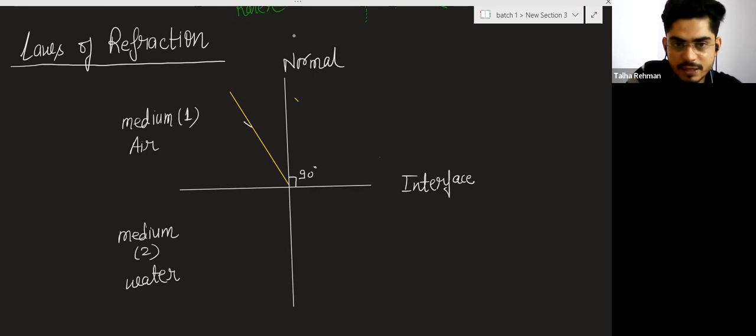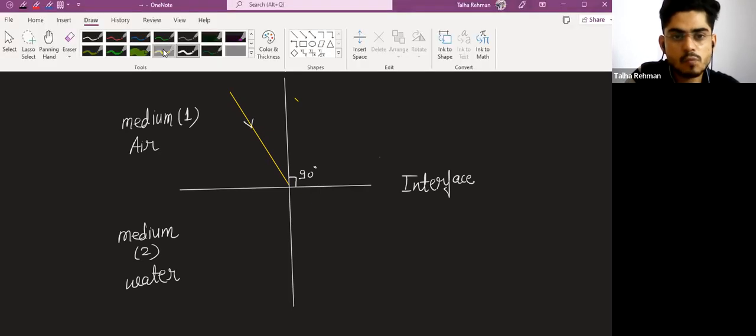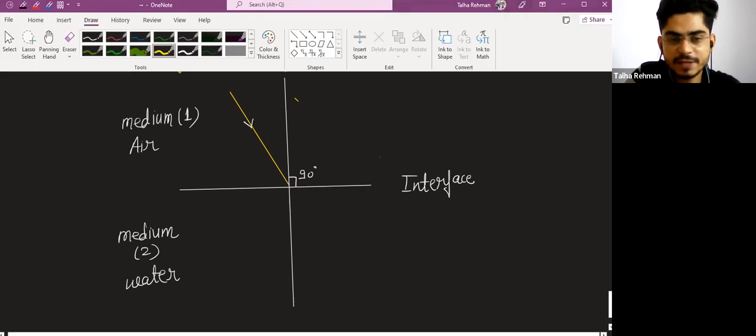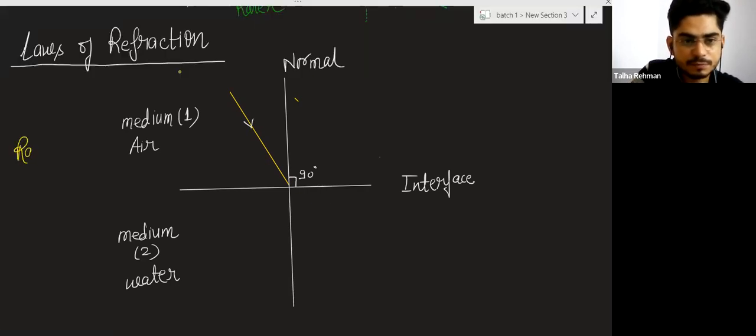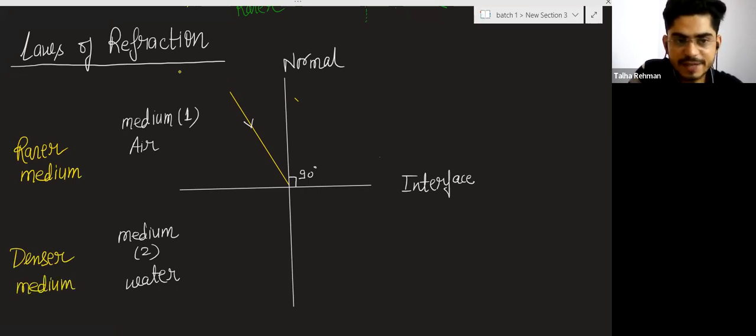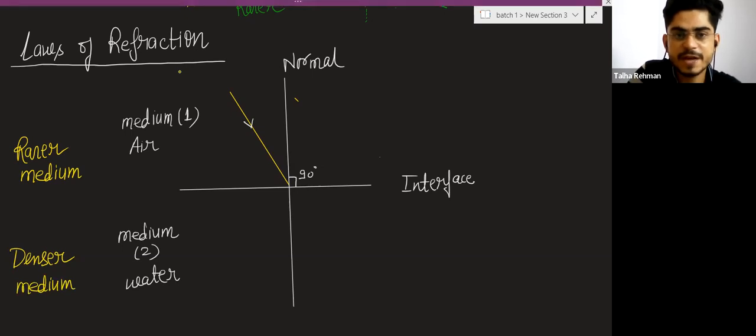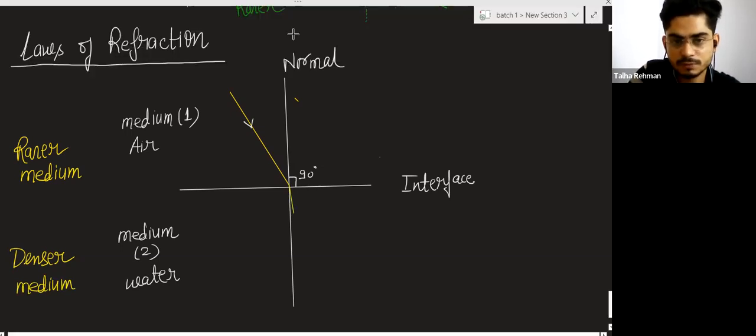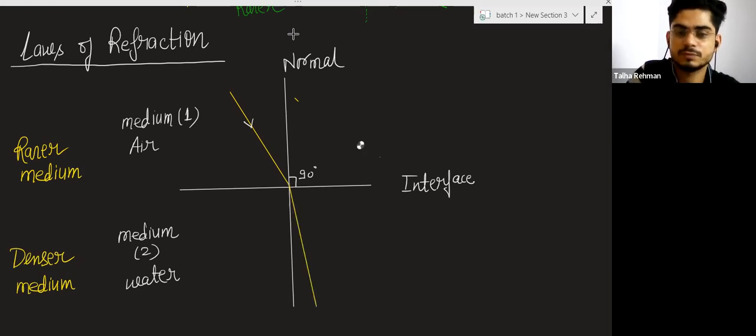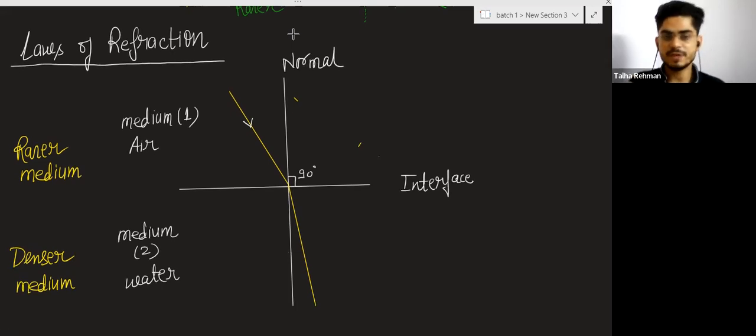Now light ray is coming like this, and what will happen, as air is a rarer medium, means in air the light speed is more, and water is a denser medium. So whenever the light travels from rarer medium to denser medium, it bends towards the normal. This is the rule of nature.